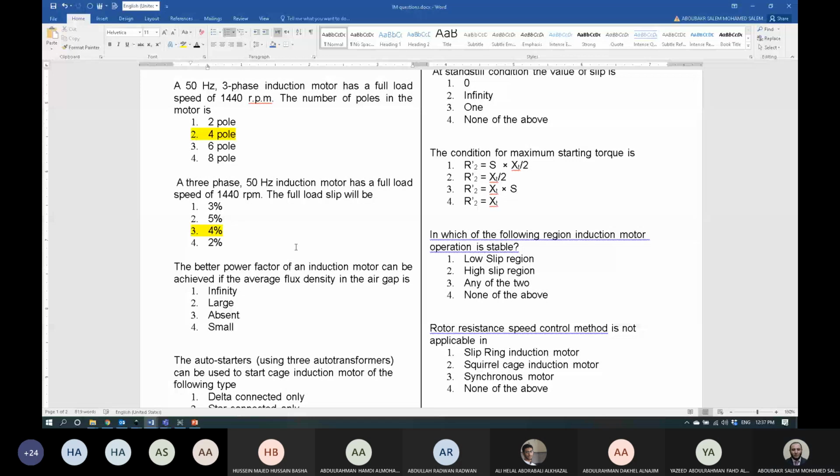The better power factor of an induction motor can be achieved if the average flux density in the air gap is infinity, large, absent, or small. What do you expect?